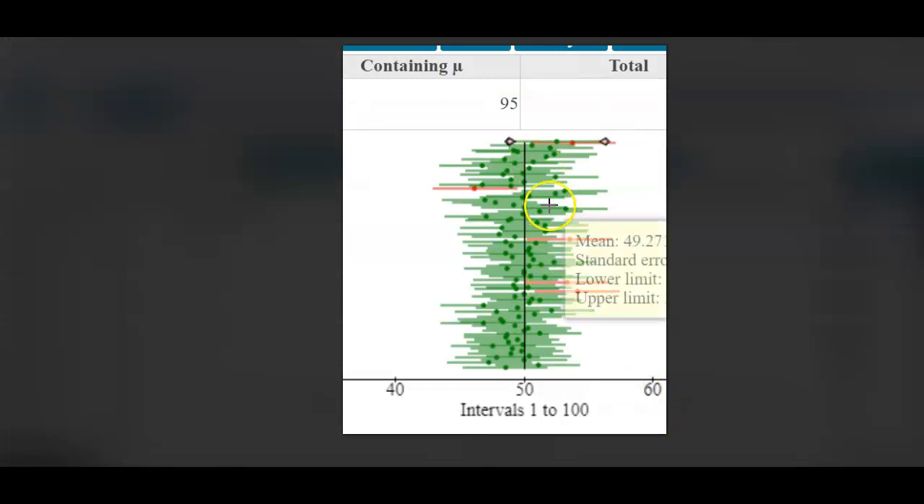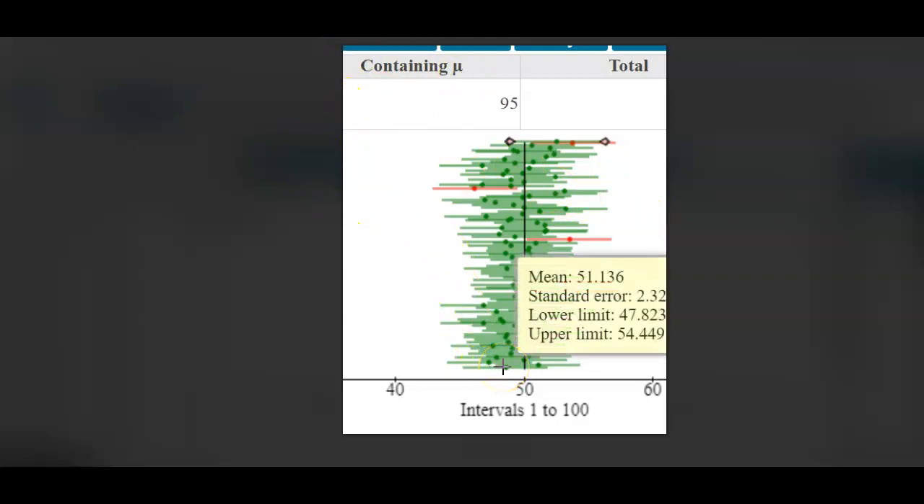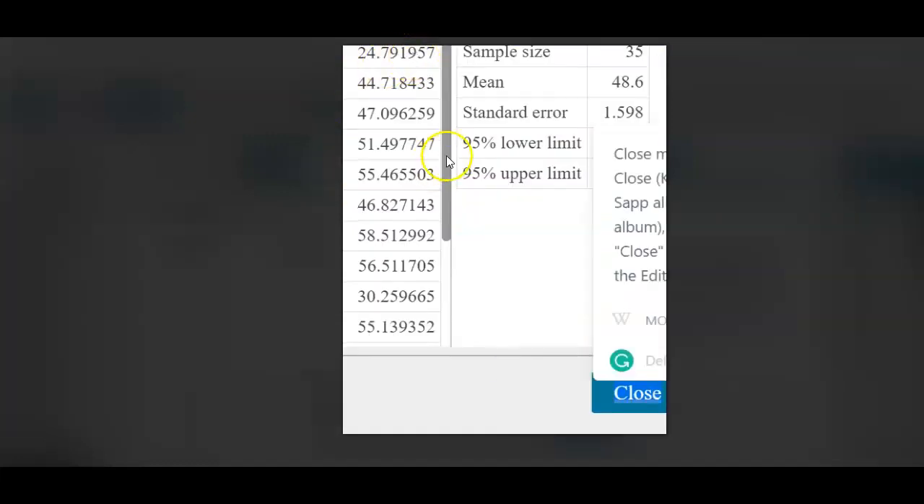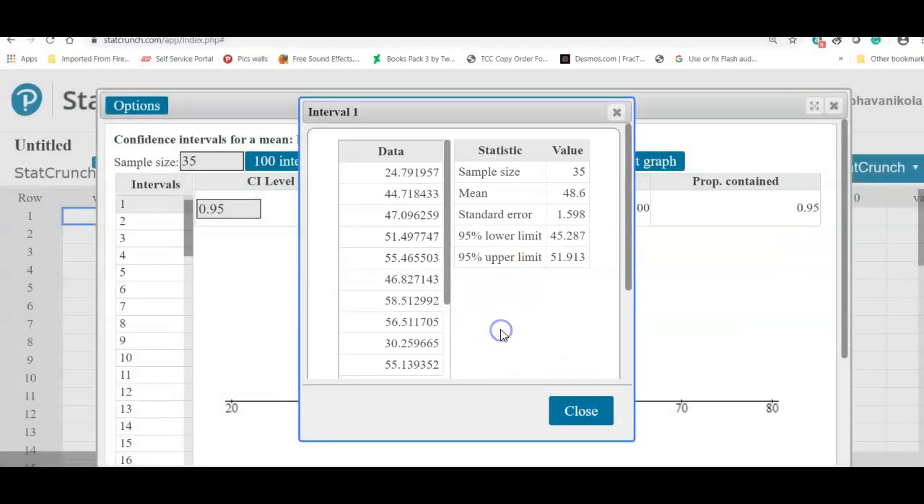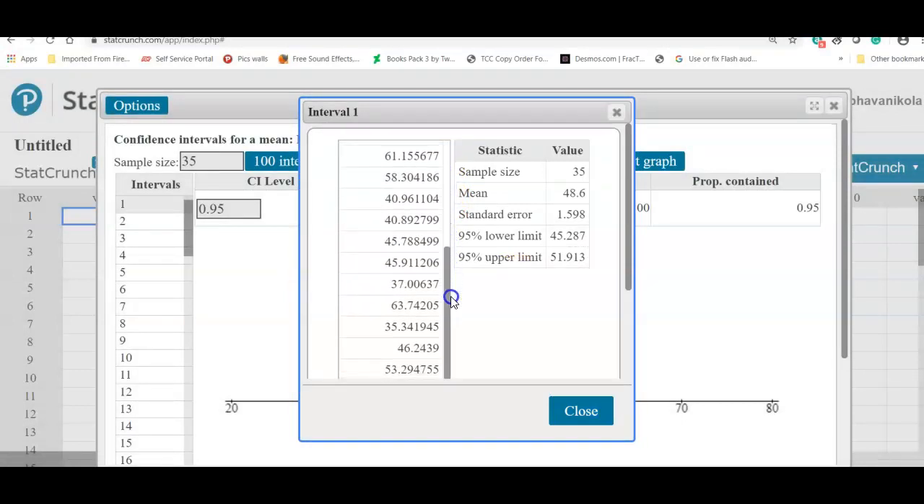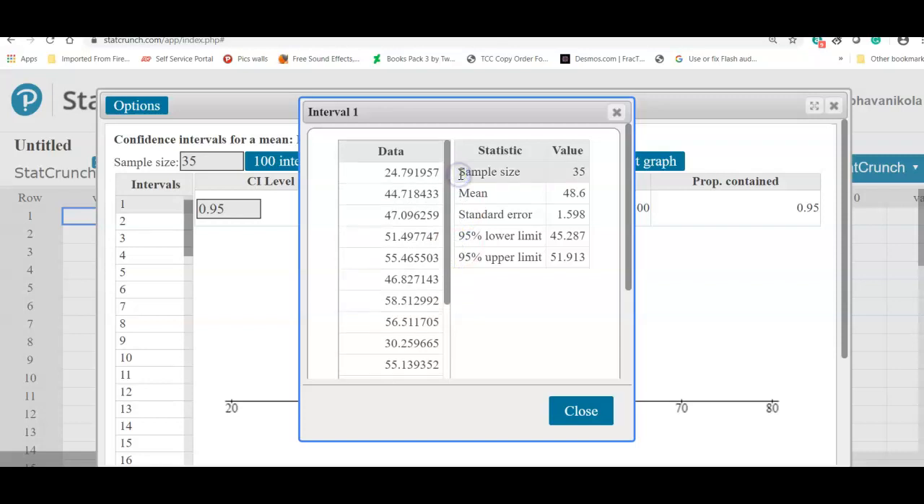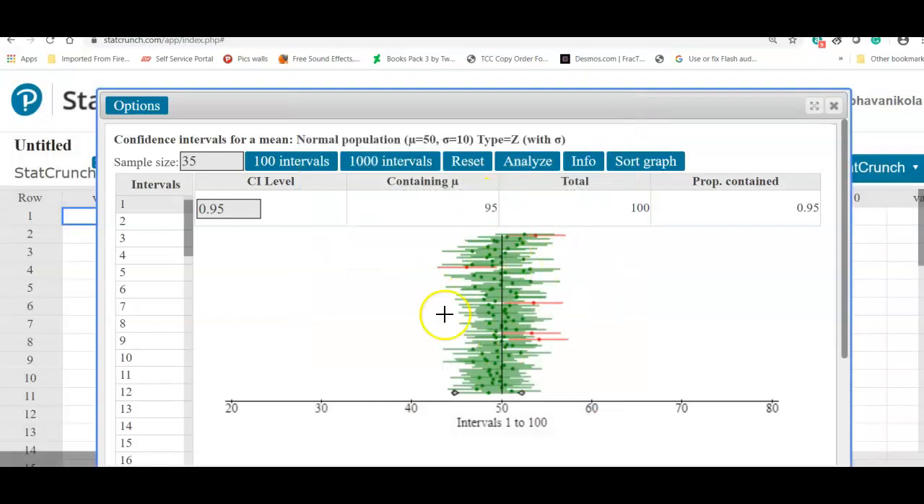So what do you think just happened? Let me explain what's happening here. I took 100 intervals. Each interval has a sample size. So let me go ahead and click one of them. Each interval has a sample size of 35. Do you see that? So I took sample sizes of 35. So how many samples did I take? I took 100 samples.